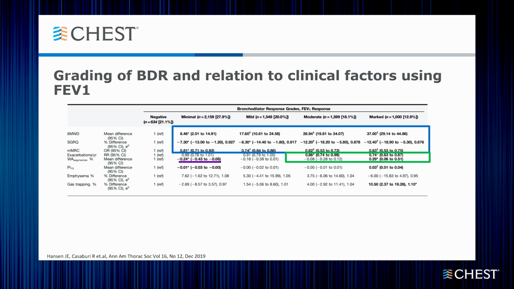So what did this study show? It showed that if you use FEV1, compared to negative bronchodilator FEV1, the minimal, mild, moderate, and marked change categories had greater 6-minute walk distance, lower St.